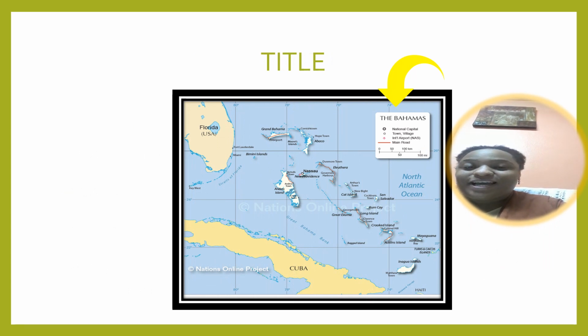Number 1, the title of a map. The title of a map is usually the first thing a reader sees when looking at a map. It lets the reader of the map know what the map will be about, and this is usually found at the top of a map.